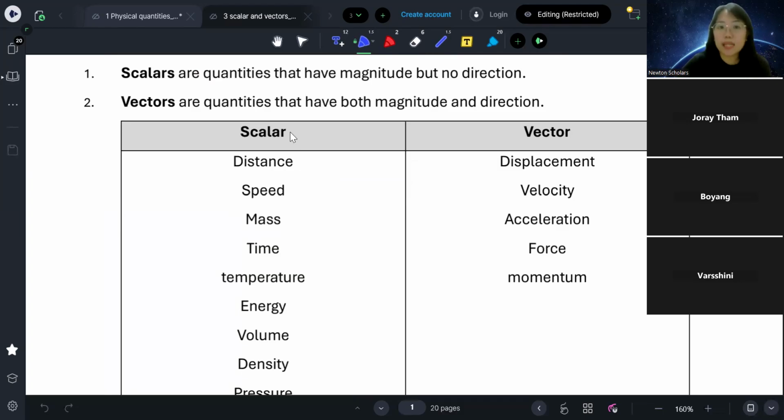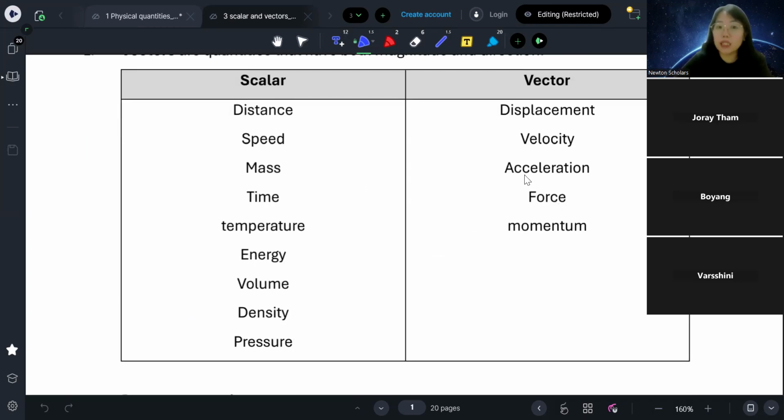Okay, so a scalar quantity does not have direction. Then speed is distance divided by time. Of course, distance has no direction, time has no direction, so speed also has no direction. So this is some example. This one I don't want to mention more, because in Year 10 and Form 4 we learned about this.